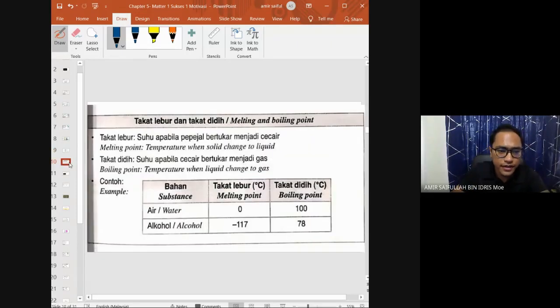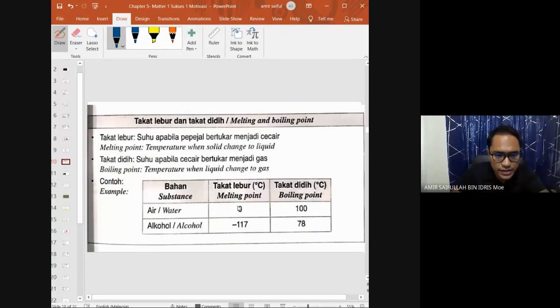Okay. All right. Next is the melting and boiling point. Like just now I said, melting point is the temperature when a solid changes to liquid. Okay, it melts. So that is the melting point. Boiling point is where liquid changes into gas.